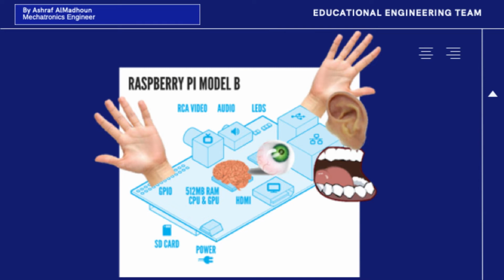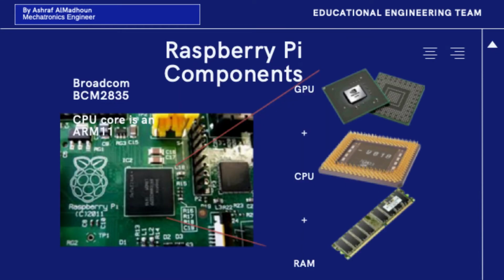So the Raspberry Pi Model B can be seen in this figure, wherein the GPIO acts as the hands and the 512 megabyte RAM, CPU and GPU act as the brain, and we have here parts that act as the mouth and ears, and we also have another here that acts as a hand. So in the Raspberry Pi, the GPU plus the CPU plus the RAM is equivalent to this Broadcom in the middle, the BCM2835, known as the CPU core as well.